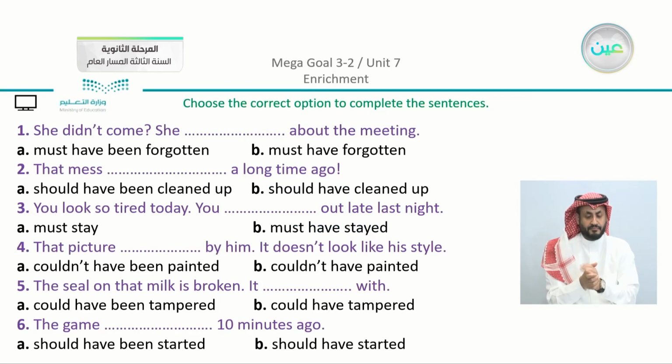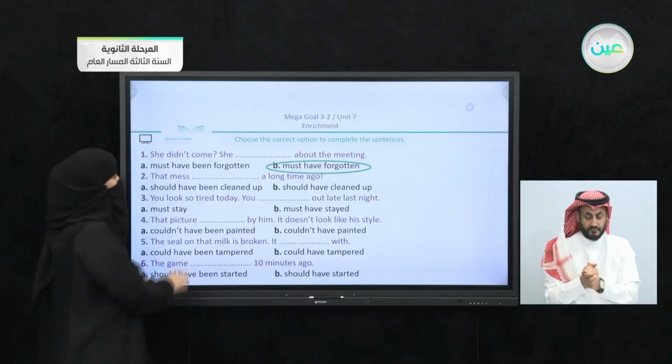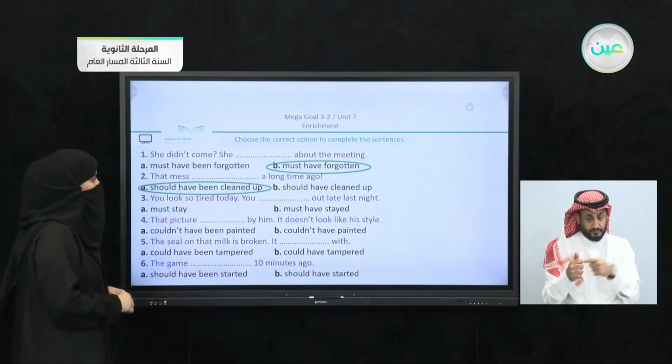Now we have a third, actually an easy exercise here. We are going to choose this time the correct option to complete the sentences. So let's start. We have here, she didn't come. She must have been forgotten or must have forgotten about the meeting. So you can see here that, yes, it is clear that the answer is must have forgotten. That mess a long time ago should have been cleaned up, should have cleaned up. We have the object at the very beginning, so should have been cleaned up.